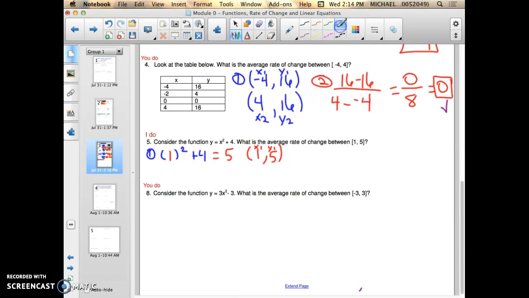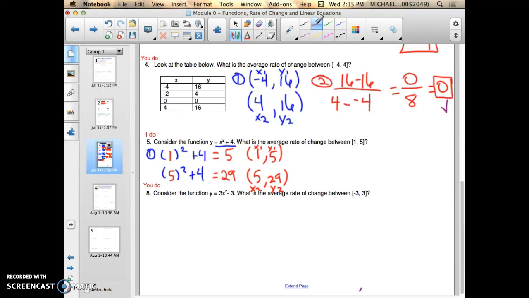Now, let me do that for the second number. Parentheses squared plus 4. Again, I'm taking my function. Instead of writing x, I'm writing a parenthesis, and I'm inputting each x value into the x to get my y value at that specific x value. And instead of 1, I'm going to write 5 this time because I care about my x2 value. In this case, 5 squared is 25. 25 plus 4 is 29. So my second coordinate point is 5, 29. And that's my x2, that's my y2.